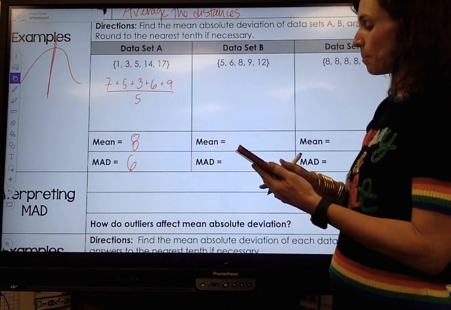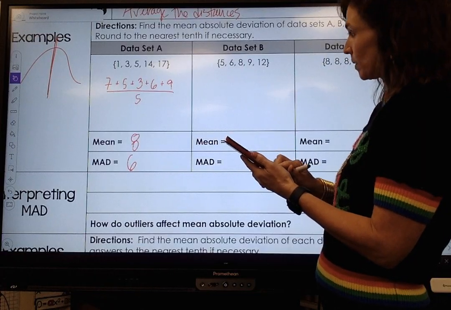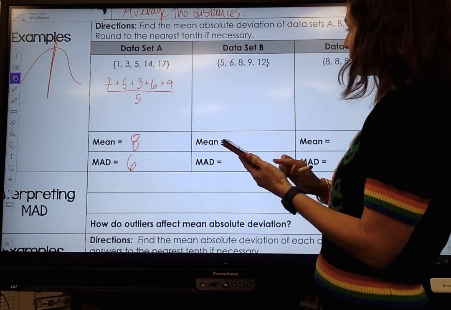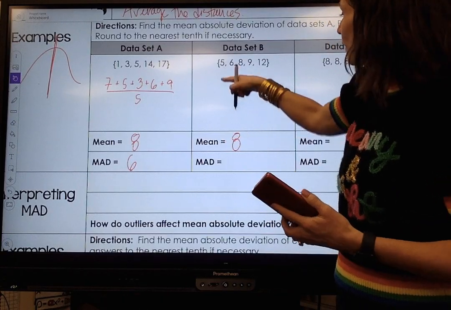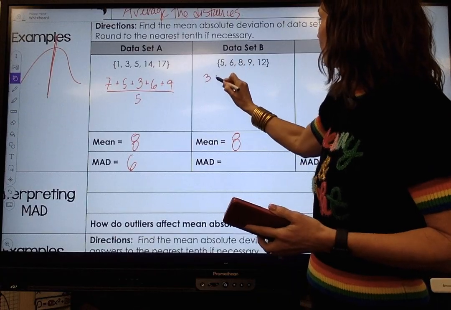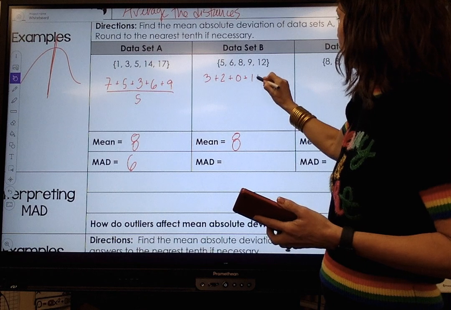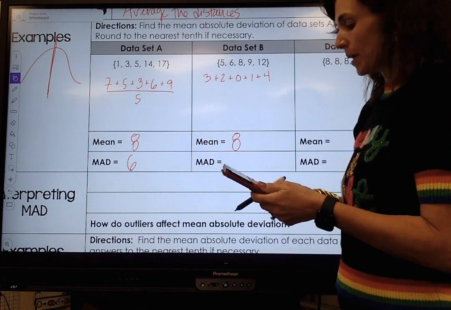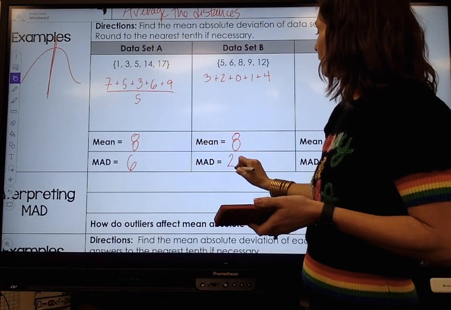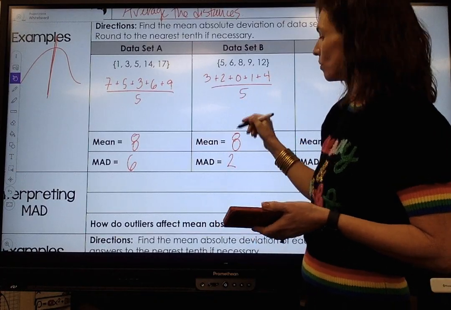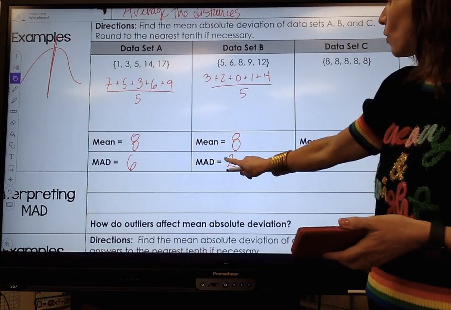Now, let's look at data set B. Our first step is to find the mean. So 5 plus 6 plus 8 plus 9 plus 12 divided by 5. And I get a mean of 8. And now I'm going to find the distance, 3, 2, 0, 1, and 4. And I'm going to add those up. 5 plus 5 is 10 divided by 5, which is 2. Right? So 10 divided by 5 is 2. So now I'm going to get a MAD score of 2.